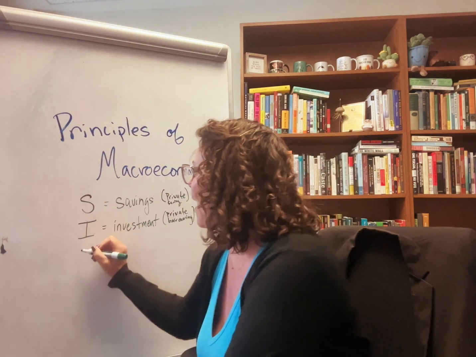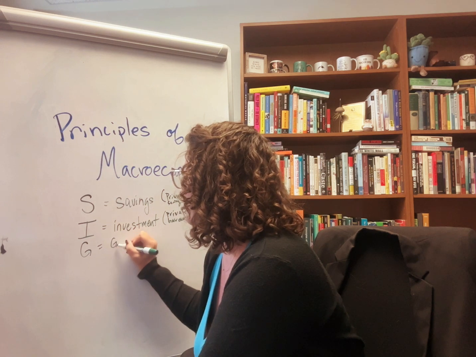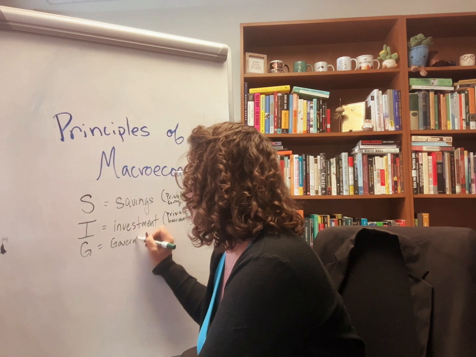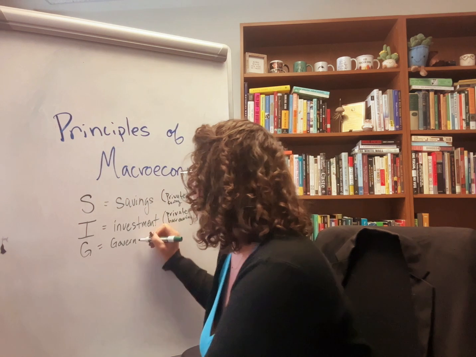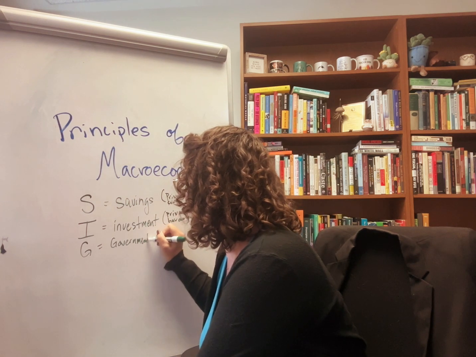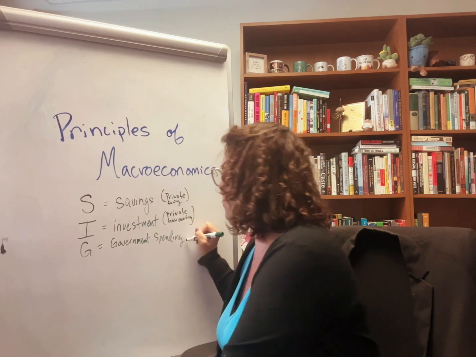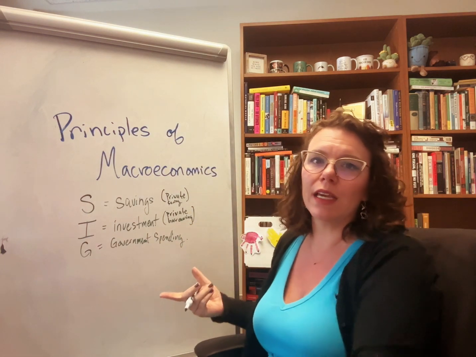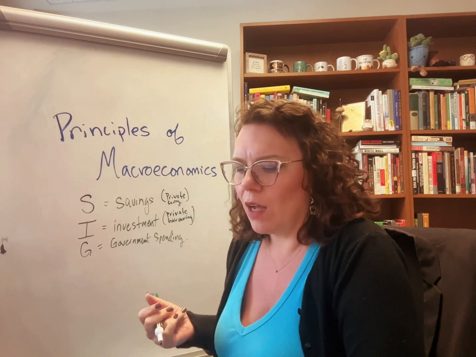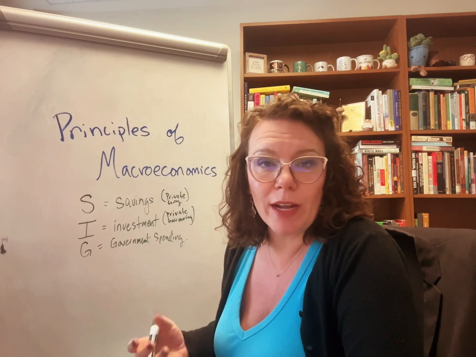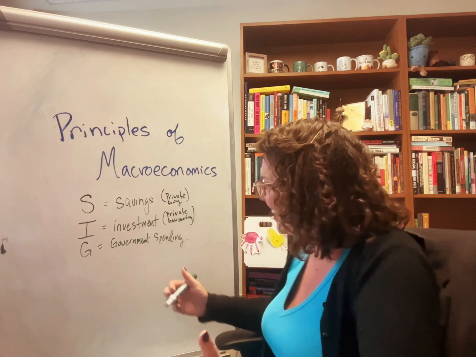And then we have G, which is government expenditure. Money that the government spends, and this is the same as what we see in our GDP identity, right? G is government expenditure. It's the same here, so that's not changing, so that's kind of nice.